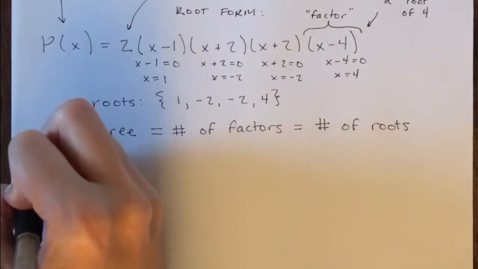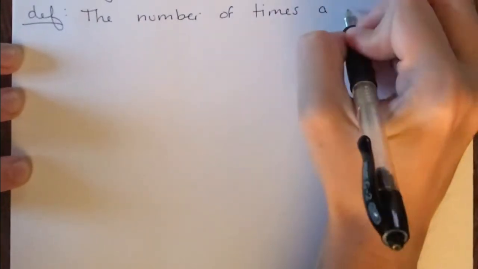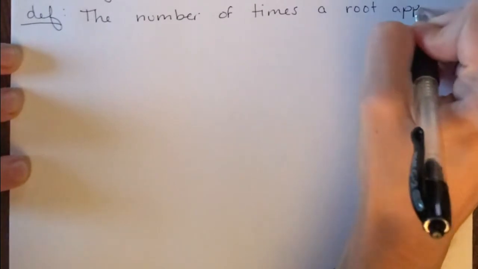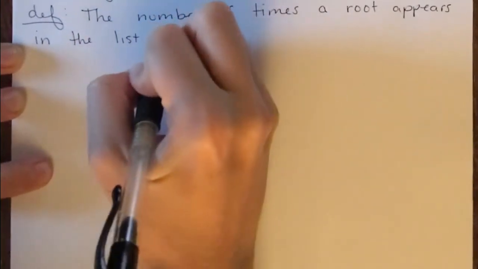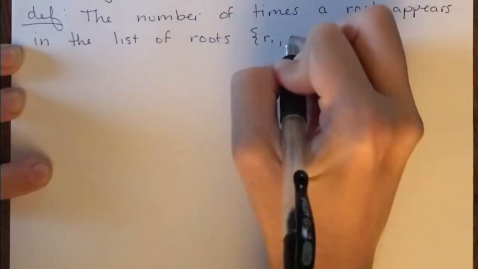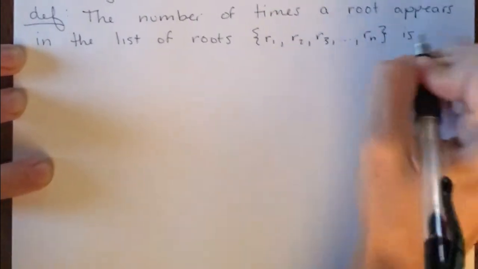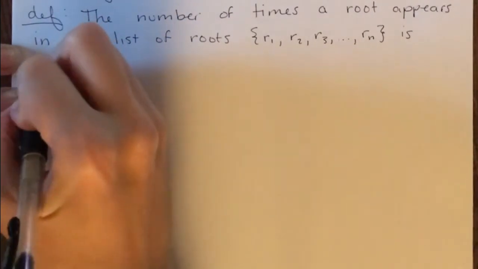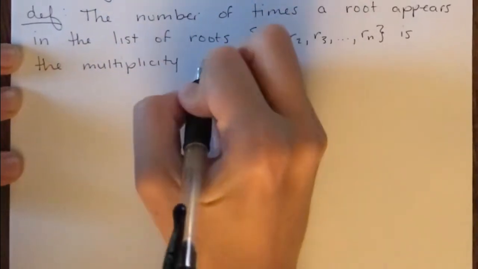Okay, definition. The number of times a root appears in the list of roots, R1, R2, R3, etc., all the way to Rn, is the multiplicity of the root.